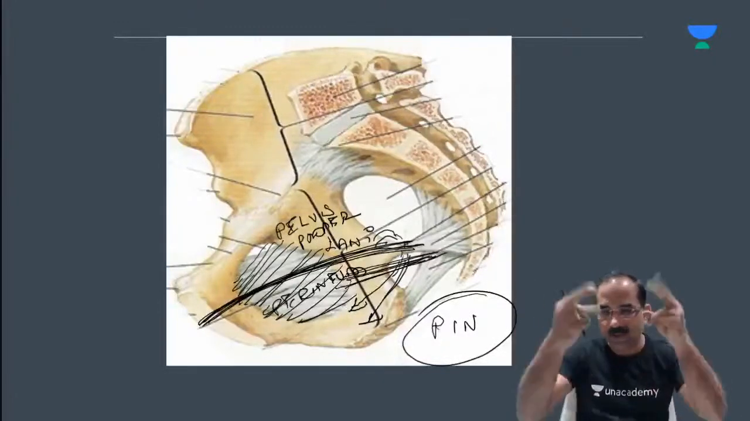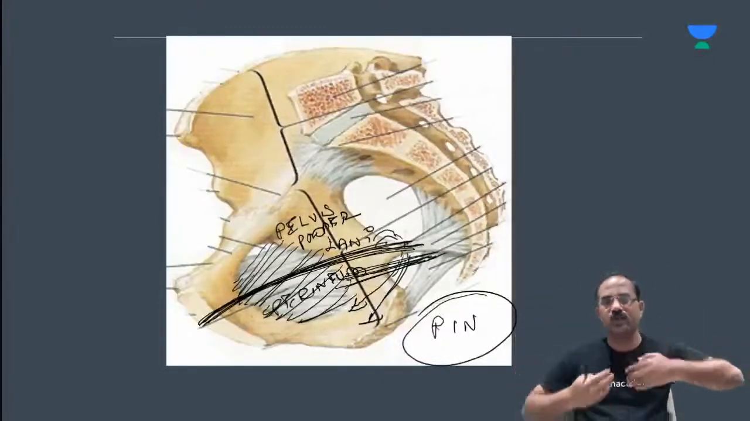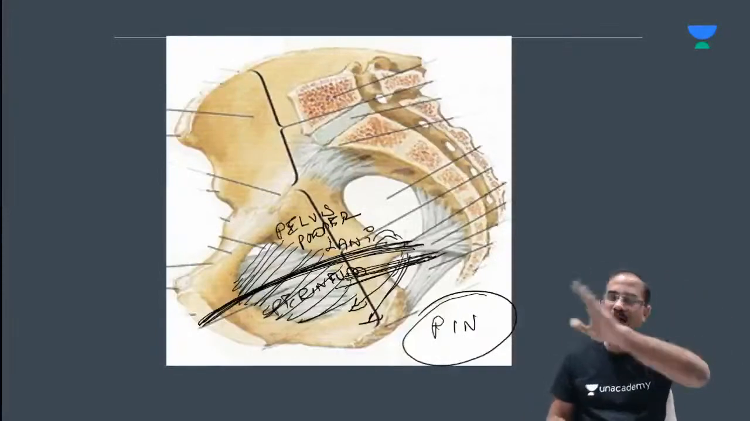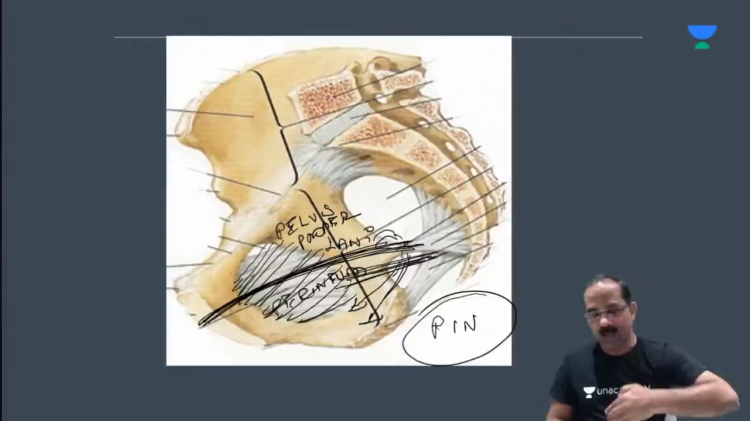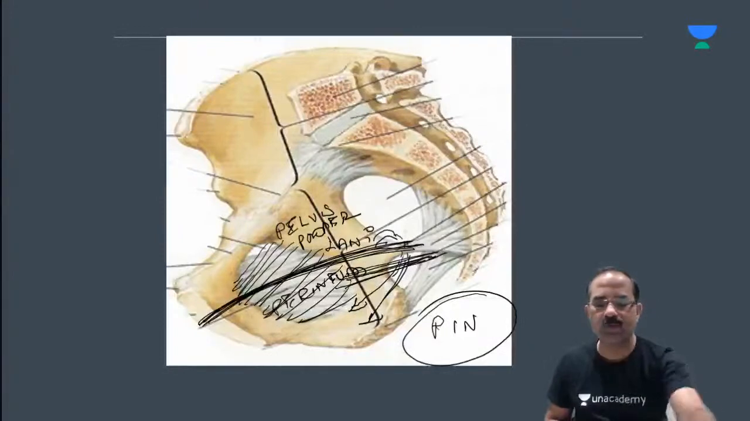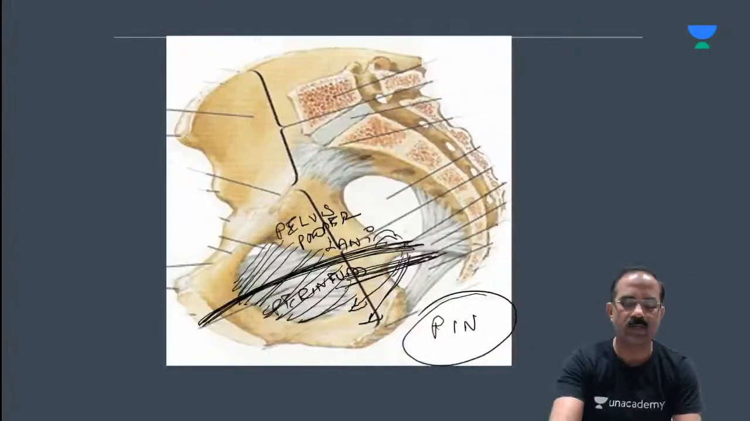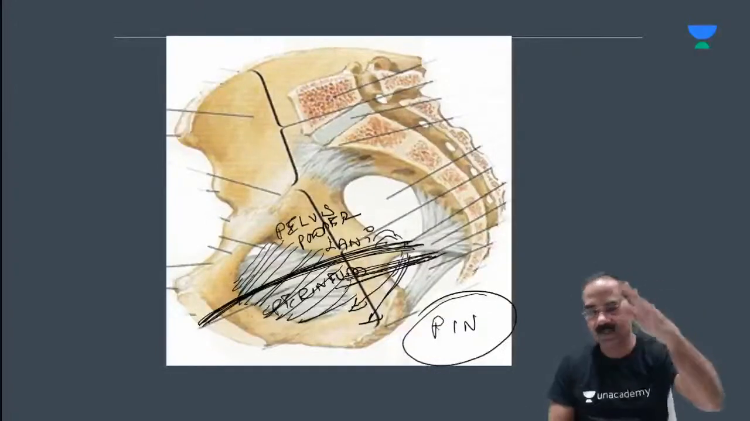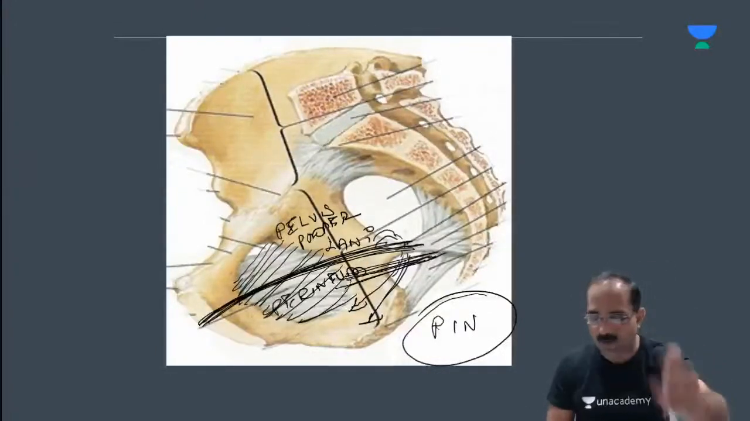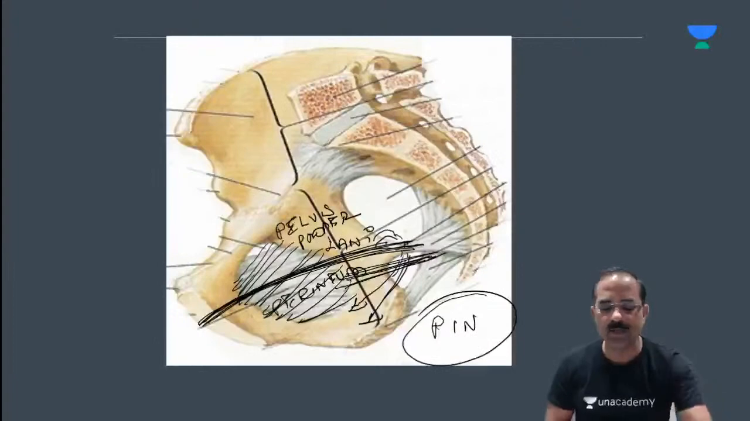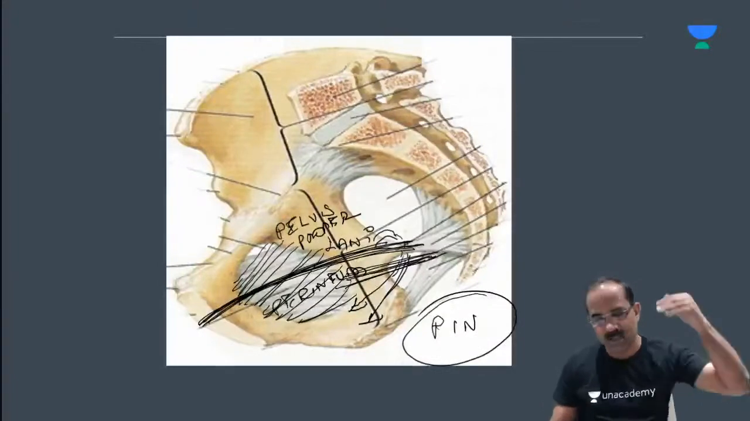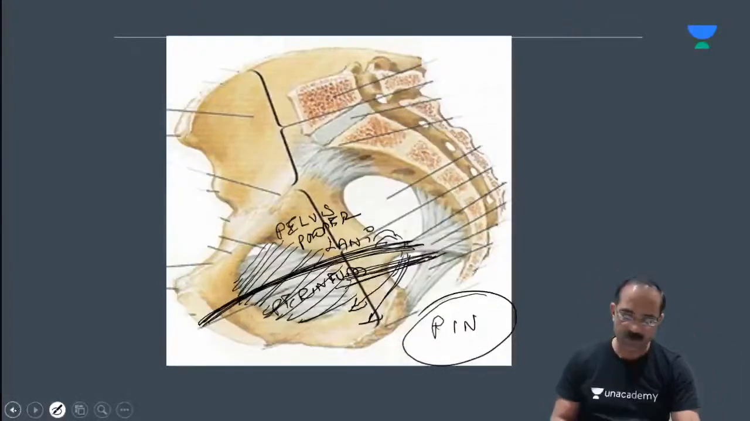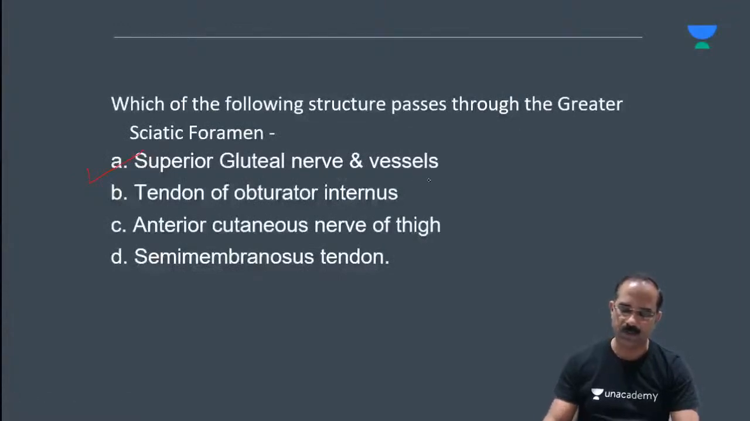So remember, students, three structures come in through the lesser sciatic foramen and there's one structure which gets out of the lesser sciatic foramen. Who comes in? PIN: pudendal nerve, internal pudendal vessels, and the nerve to obturator internus. And who gets out is the tendon of obturator internus.